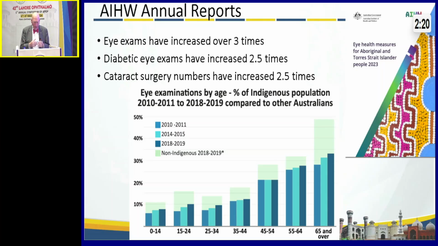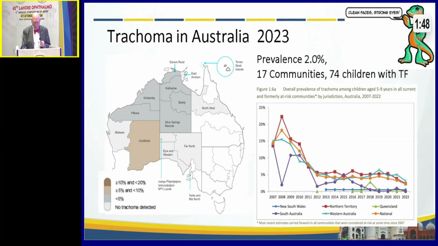The number of eye exams has increased more than threefold. The number of people with diabetes getting an eye exam is more than 2.5 times, nearly 3 times what it was. Cataract surgery rates have gone up. And you can see in that graph the improvement for the Indigenous people from 2010 up to 2019, going up a bit each year, but still well below the light grey bars, which is the exam rate for non-Indigenous Australians. So a lot of good progress, but still more work to do.